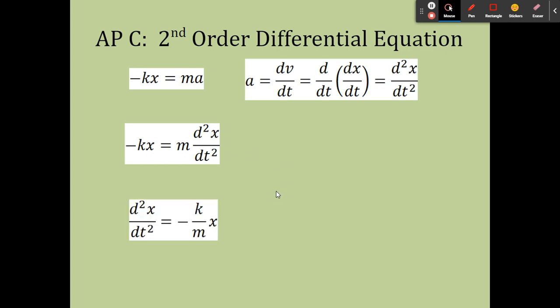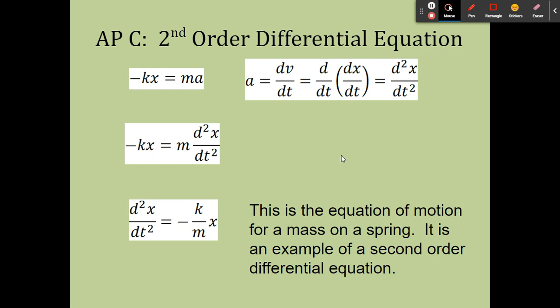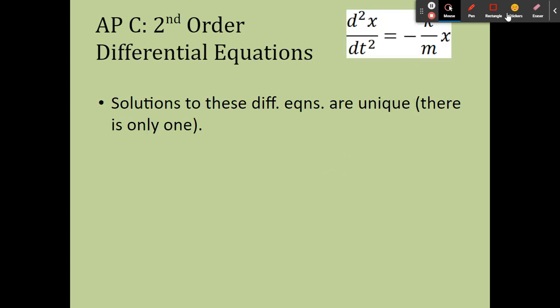So now we just rearrange it. We're going to put it in a different form so that we get the derivative part by itself. That's always going to be the case with differential equations. We're going to get the derivative part by itself and then put everything else on the other side. So you can see that we have the second derivative of x with respect to time is going to be equal to negative k over m times x. So this is the equation of motion for a mass on a spring. It's a second order differential equation. Woohoo!